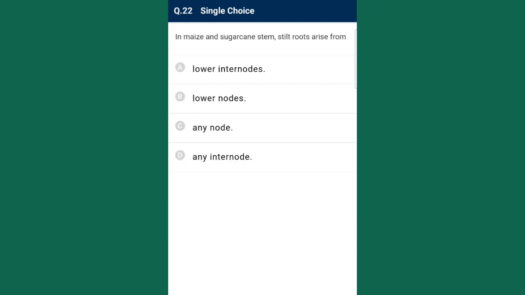Question number 22. In maize and sugarcane stem, stilt roots arise from? Stilt roots are the adventitious aerial roots that are modified for plant support. They are formed if the stem of the plant is thin and long, or if the plant is growing near river banks, ponds, etc. Stilt roots develop obliquely from the basal nodes of the stem as in sugarcane, maize, sorghum, pandanus, etc. So the answer is option B, they arise from lower nodes.